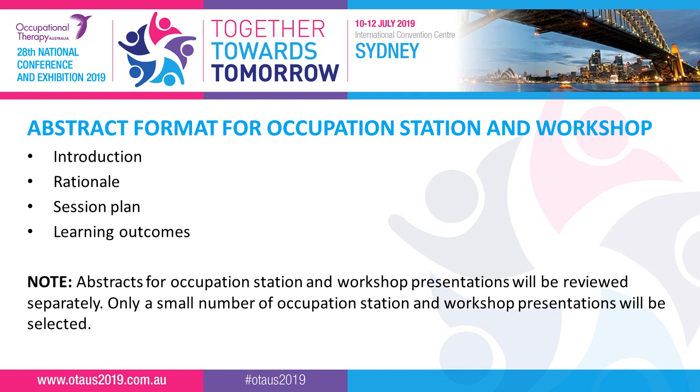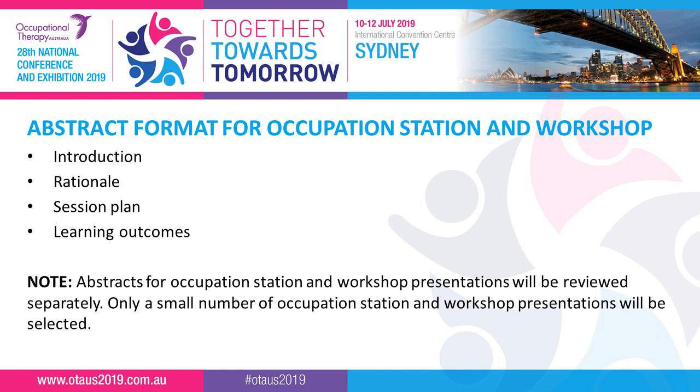Okay, so for occupation stations and for workshop presentations, there can be a variety of formats that you use for the abstract, but this might be a useful format. Start with an introduction, a rationale, a session plan which describes what people will be doing during the occupation station session or during the workshop, and some learning outcomes. More information about these and more description is available on the website.